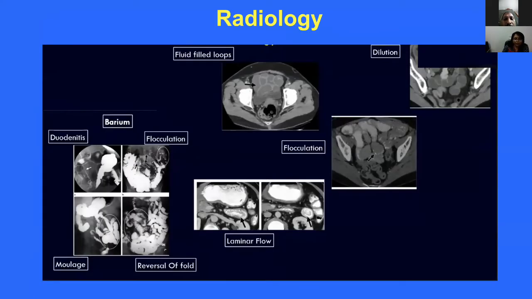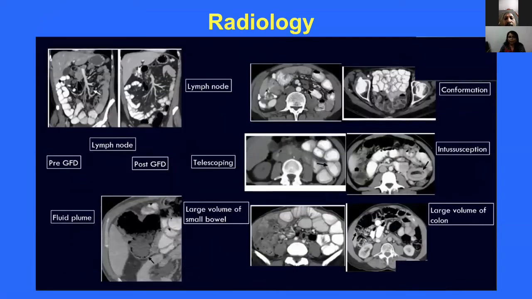These are the radiological findings. We can get a barium study done, we can get a CT done. We have typical findings of flocculation, reversal of fold, laminal flow, dilution. And these findings, although they are not specific for celiac disease, depict malabsorption on barium.